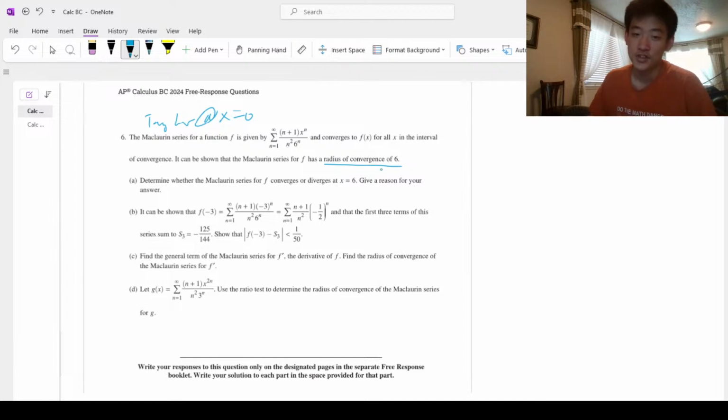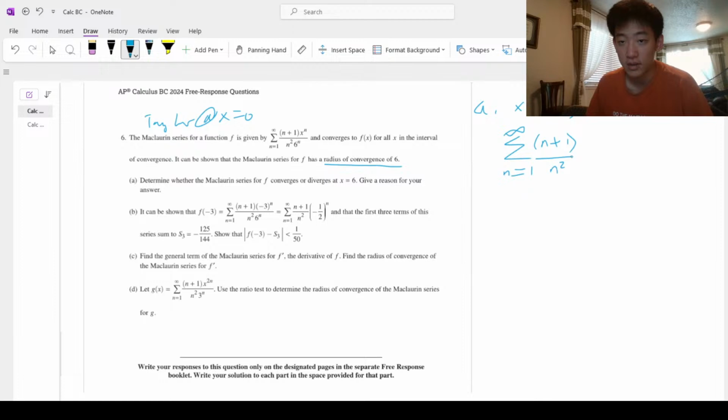This is basically checking an endpoint for the ratio test. So at x equals 6, we have the series n equals 1. A series is just the sum of a bunch of terms. So we have n plus 1 over n squared times 6 to the n, and then when we plug in x, that's also 6 to the n. These are going to cancel, equals the sum from n equals 1 to infinity of n plus 1 over n squared.